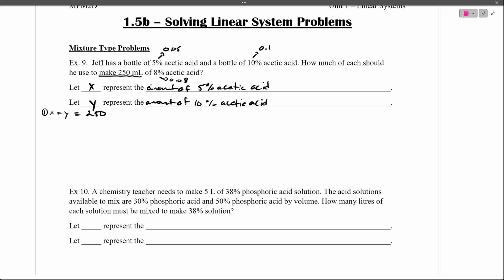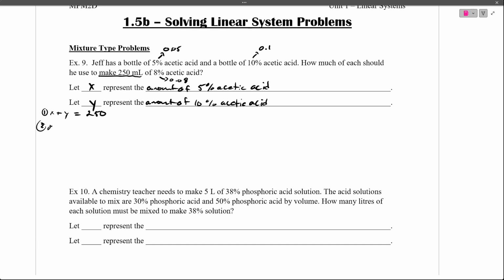Okay, we know that 250 milliliters has an 8% acetic solution. So what are we really saying? We're saying that if I take a certain amount of substance x, a certain amount of acetic acid that is 5%, then equation 2 is we're going to take that percentage and multiply it by this amount. How much do I have? And it's a 5% solution.